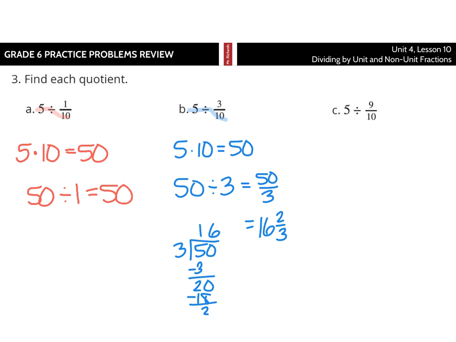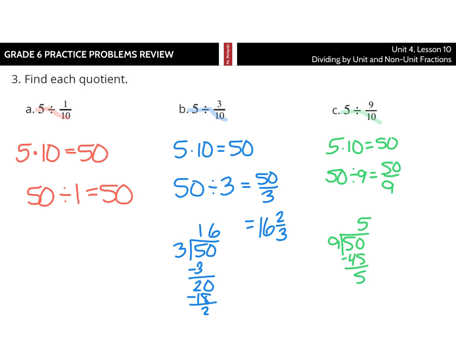What about C? 5 divided by 9/10. Let's once again take our 5 and multiply by the 10. And so 5 times 10, once again, is 50. And then we have 50 divided by 9, which is going to be, this time, 50/9. And you're okay to stop there, just like you would have been okay to stop with 50/3. But if you wanted to turn this into a mixed number, 50 divided by 9, well, 9 goes into 50 5 times. Subtract the 45, you're left with a remainder, a leftover there of 5.